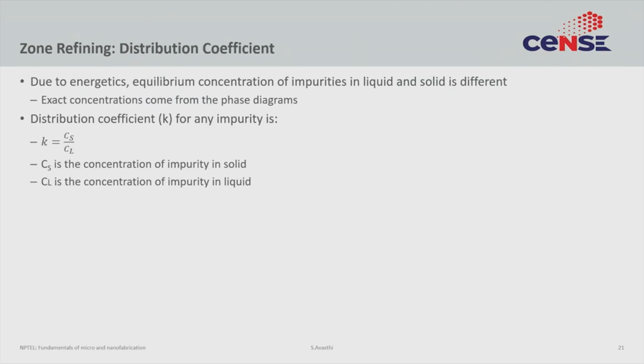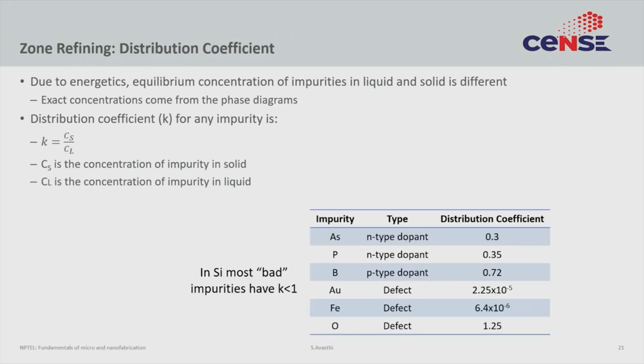to simplify the mathematics of this process, we can define something called the distribution coefficient, which simply is a constant that tells us that if you were to freeze a solid from a liquid, how much impurity will remain in the solid and how much impurity will remain in the liquid. So, this is the concentration in the solid Cs and the concentration in the liquid Cl. So, this K is different for each impurity. Here is an example for different impurities and their Ks.